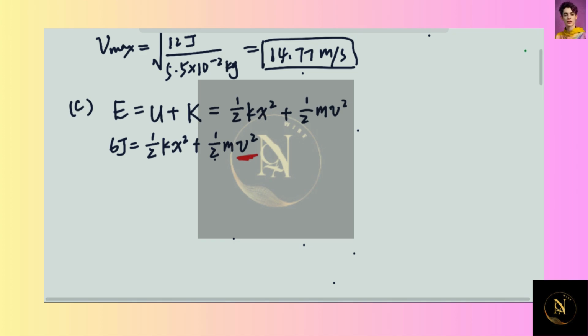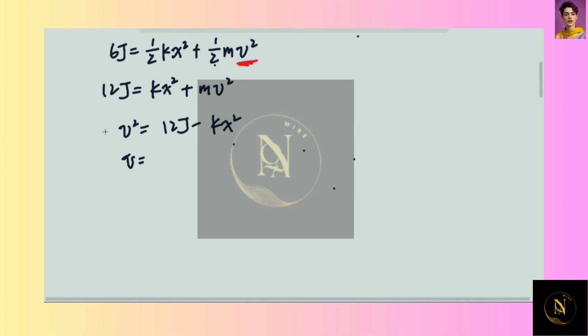Then if we multiply both sides by 2, we have 12 joules equals k x squared plus m v squared. And that will give us v squared equals 12 joules minus k x squared, all over m. So v would just be the square root of 12 joules minus k x squared, divided by m.